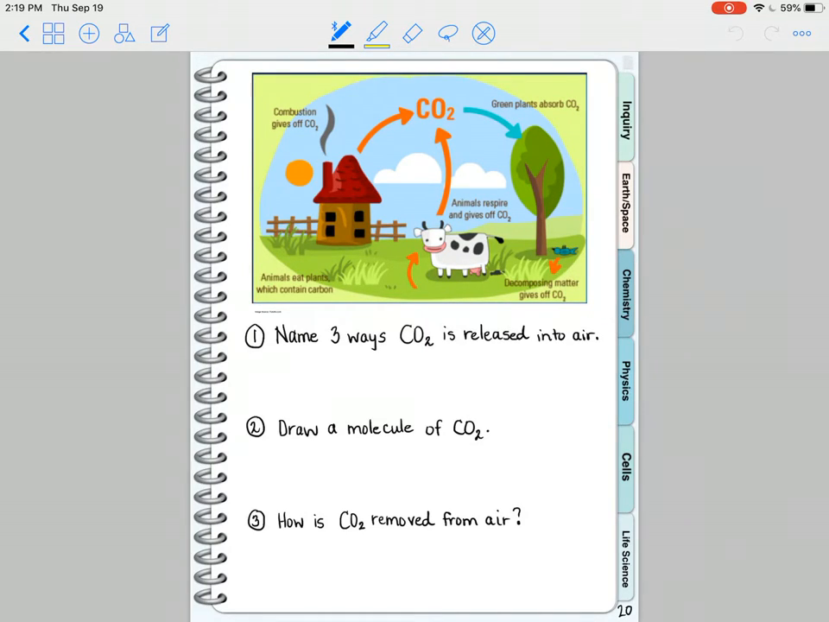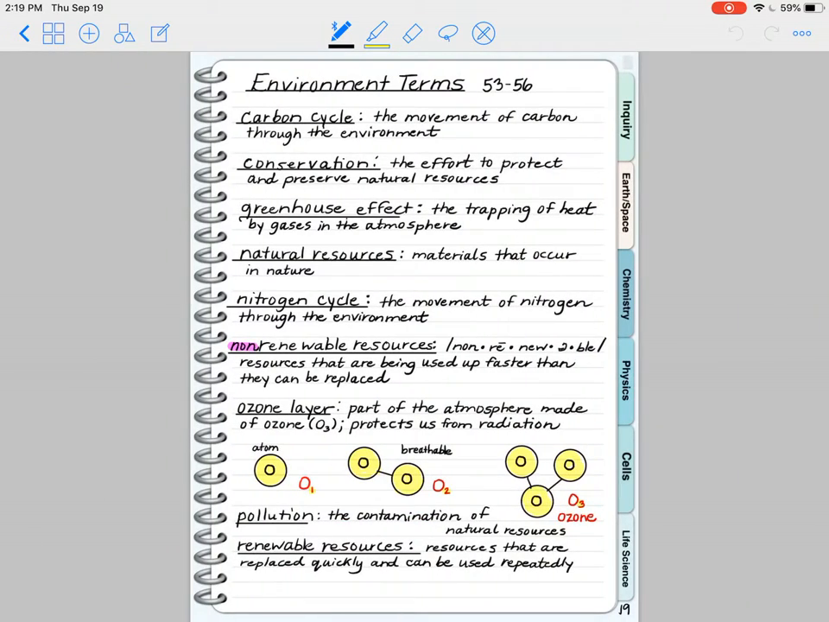Hello there and welcome back. We are on page 20 of the student text. And remember last time we looked at the terms about the environment on page 53 of the textbook. So if you have that textbook and you're using that, you can follow along there too.